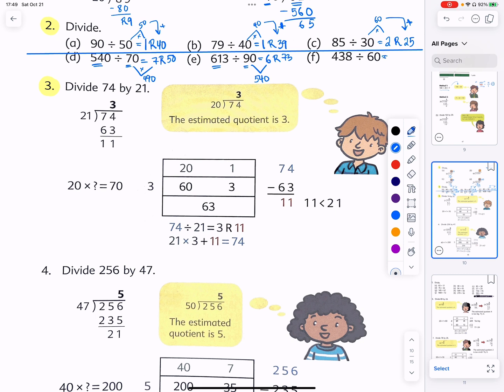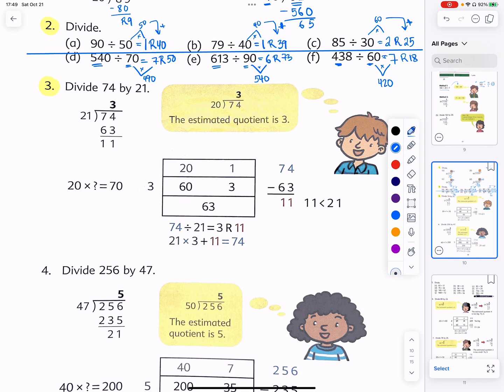Next, final question. How many times does 60 go into 438? Let's ask ourselves an easier question. How many times does 6 go into 43? Well, we know 6 times 7 is 42. 6 goes into 43 at least 7 times. Let's check using multiplication. 60 times 7 is 420, and we have 438. Therefore, the remainder is only 18 left. We did not divide the remaining 18.